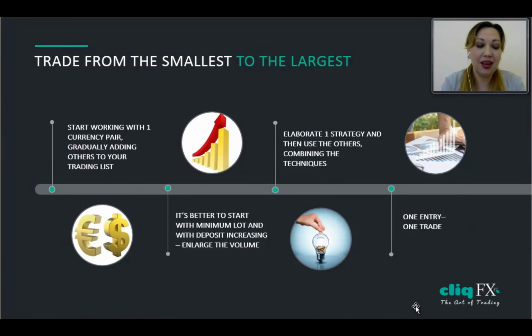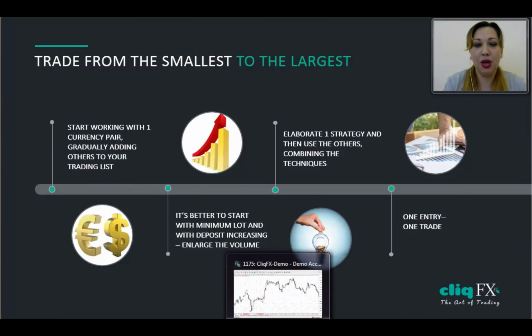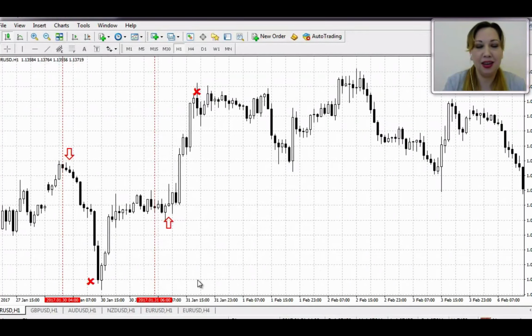Start working from the smallest to the largest. For example, use one currency pair. The most common is Euro USD in your trading, and study its features: time activity, volatility, potential profit. Once you understand how it moves, gradually add other currency pairs to your trading list. For example, let's look at the terminal, how it works. And we are going to use example of 2 basic currency pairs. It's Euro USD, Great Britain Pound USD, Australian dollar, and New Zealand dollar.